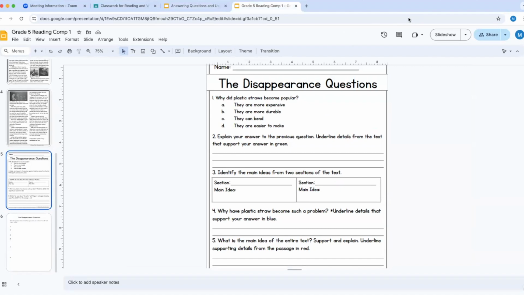5 is the big question of the day. If you get it right, Ruby's going to give you $10 each. No? Okay. What is the main idea of the whole text? Support your idea and explain.